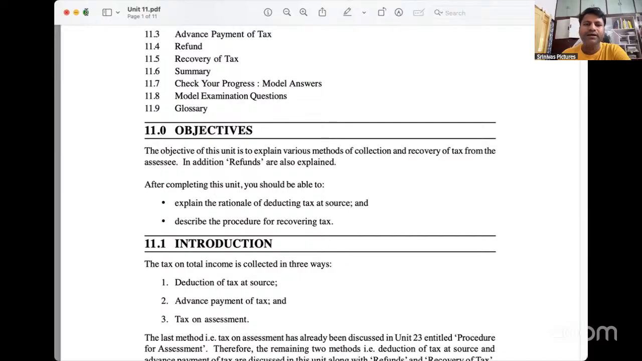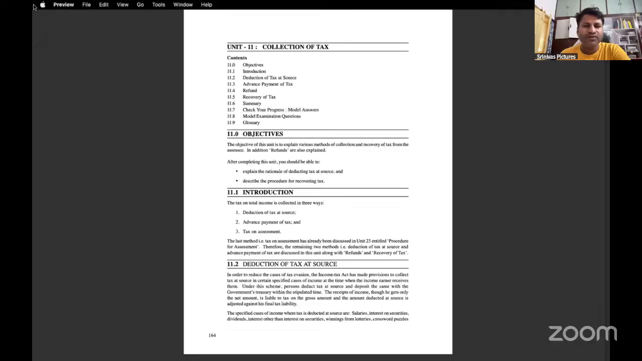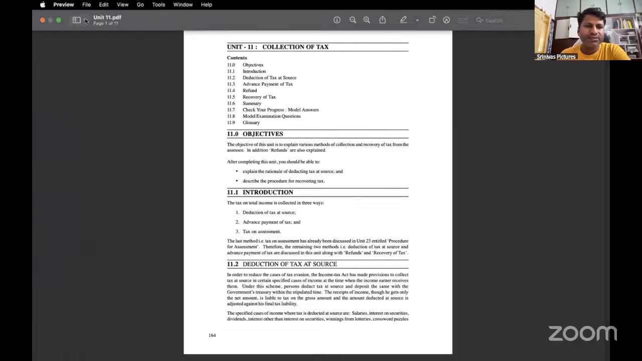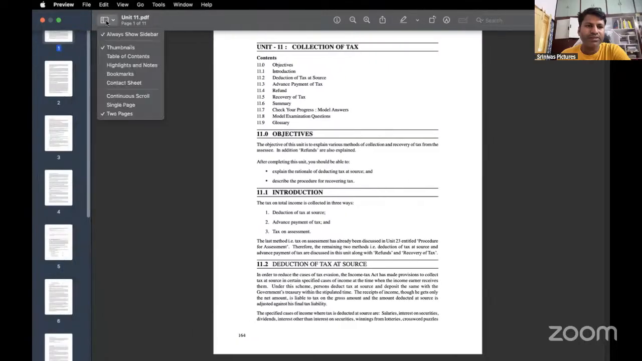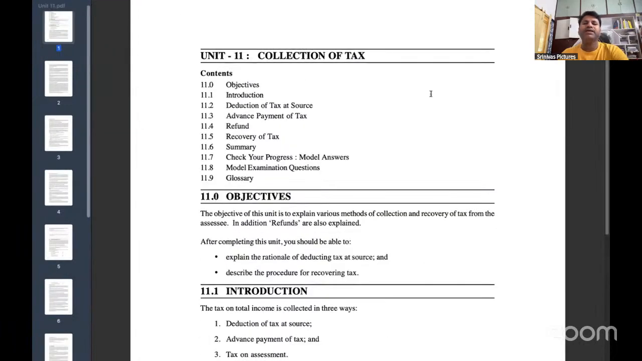See, collection of tax. Generally, what is the procedure for collection of tax? What is the structure of collection of tax? These we are going to know on a single page, right? See here, collection of tax. In this unit, we are talking about the introduction, deduction of tax at source, advance payment of tax, refund, recovery of tax. Only these four are very important, so about these four we will cover the introduction.